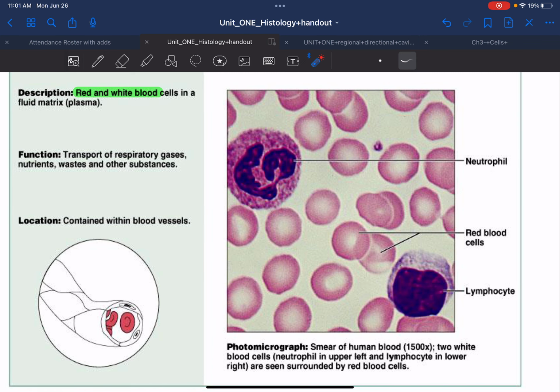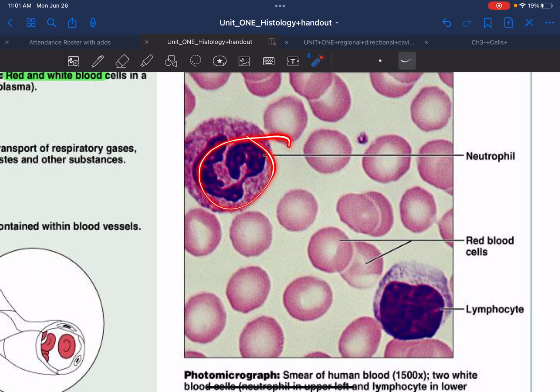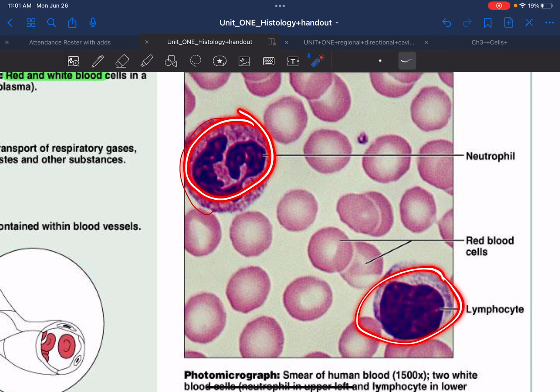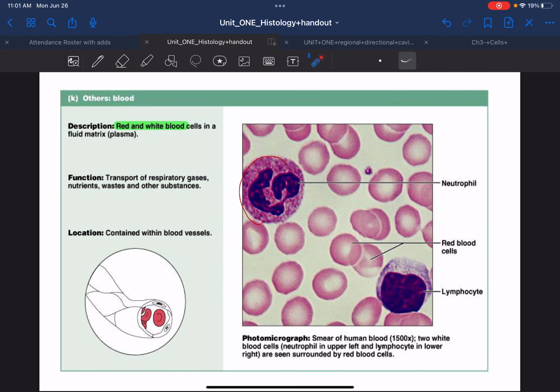You don't really care about the names like neutrophil and lymphocyte. You just need to know that it's in the family of a white blood cell. And always, if you see a nucleus, you are seeing a white blood cell. Because one fun fact about red blood cells is that they do not have a nucleus. They lose it when they mature.